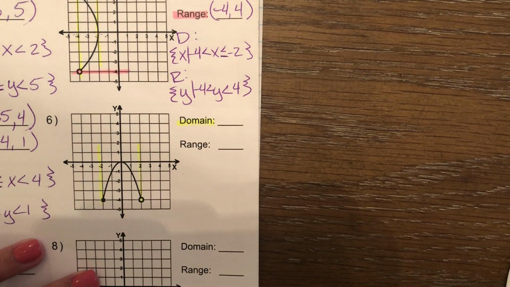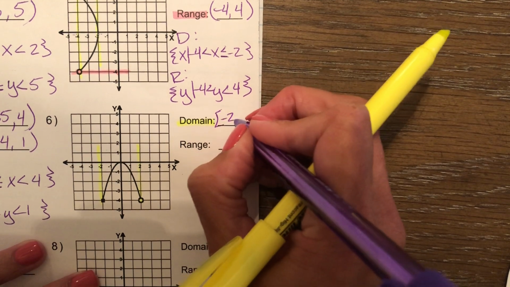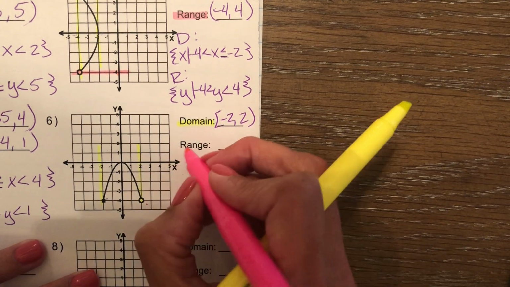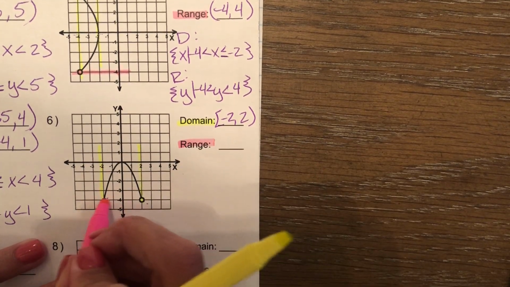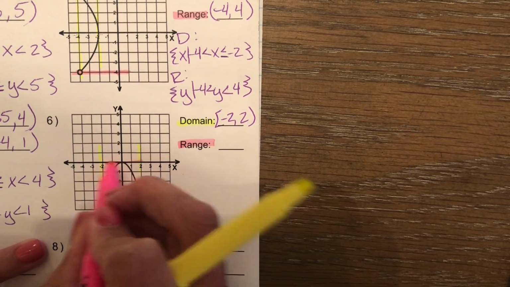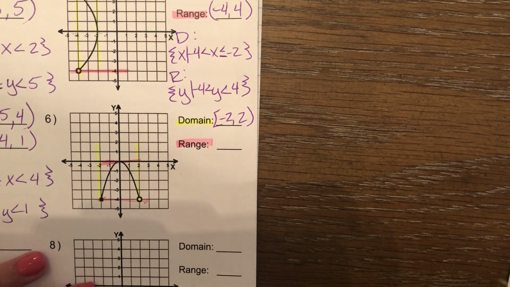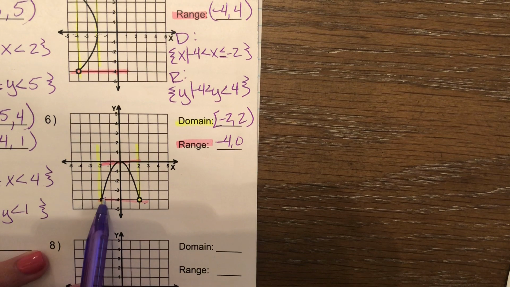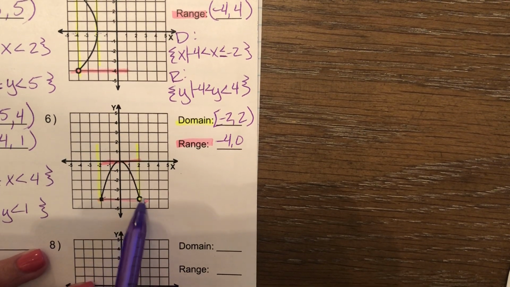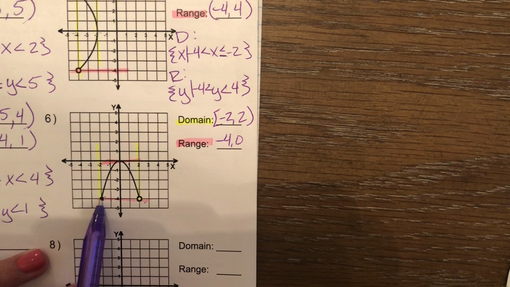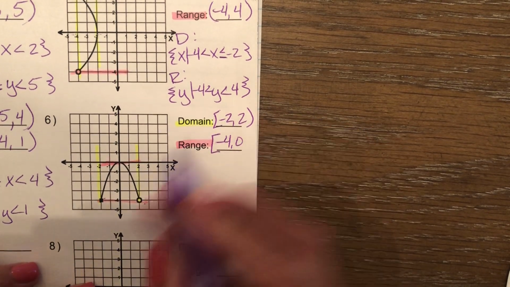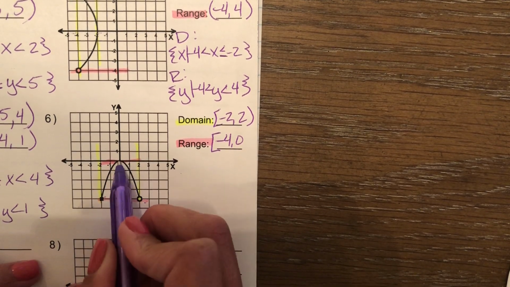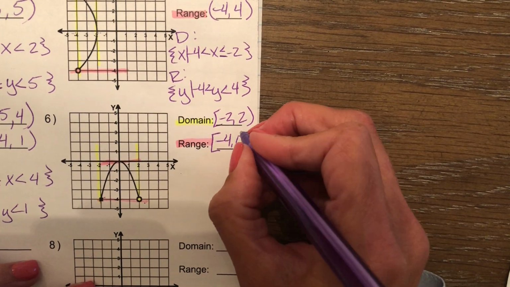Domain is -2 to +2, closed, open. Range, we're going -4 to 0 here. The solid bracket overrides the open. So you're going to use the bracket here. The solid dot gets the bracket. Even though they're equal, you're going to go with the bracket because 4 is included. And then 0 is also included. So you're going to make that a bracket.